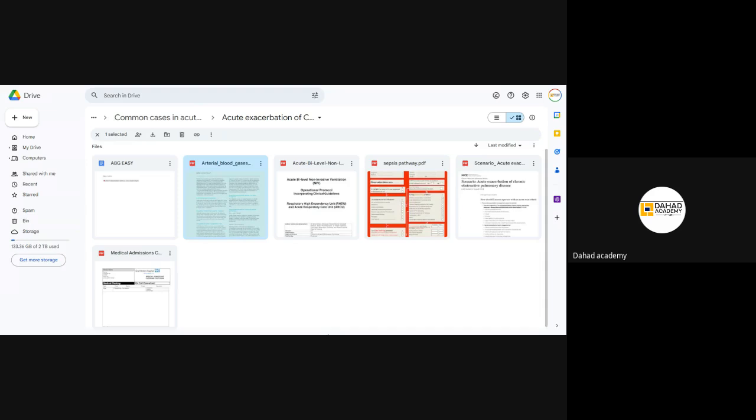If the patient came in with acute exacerbation of COPD, you need to know which type of respiratory failure it is. Is it type 1 or is it type 2?